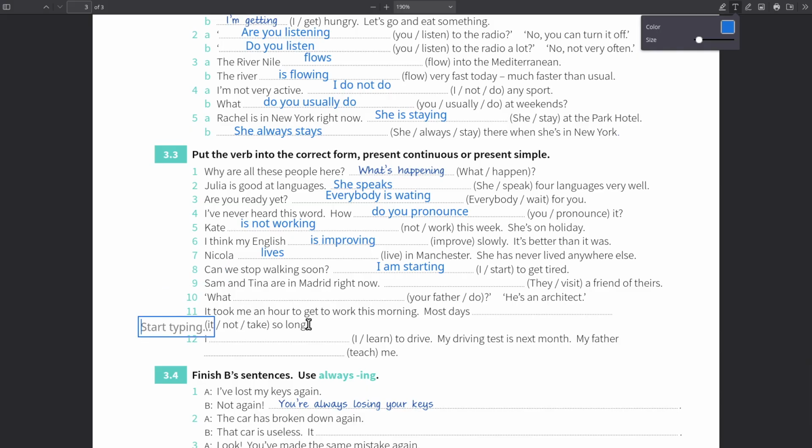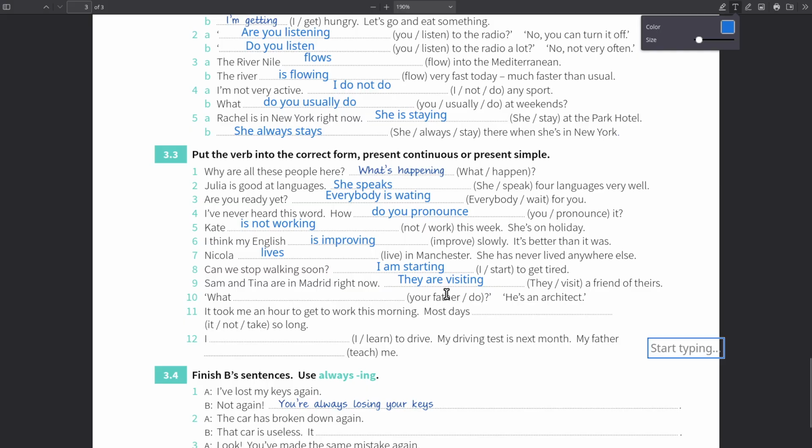Sam and Tina are in Madrid right now. They visit a friend of theirs. So in that case, our answer is going to be present continuous. They are visiting. Because we have enough context: we're talking about an action that's happening right now. Sam and Tina are in Madrid right now. They are visiting a friend of theirs.